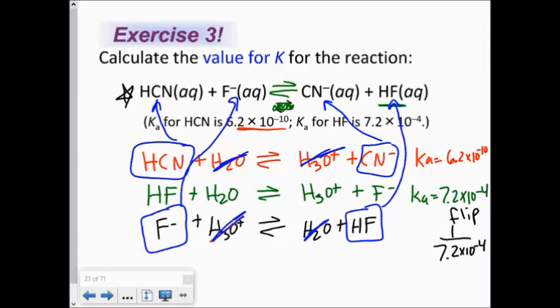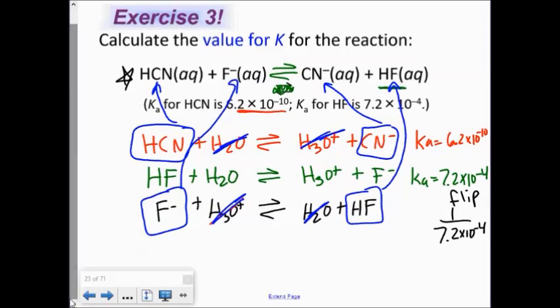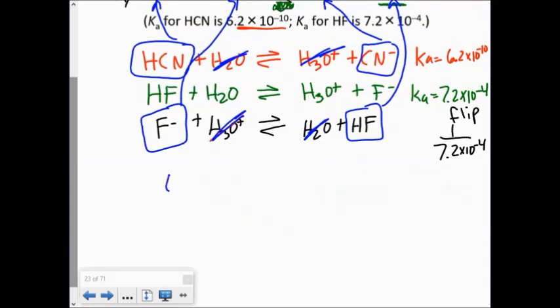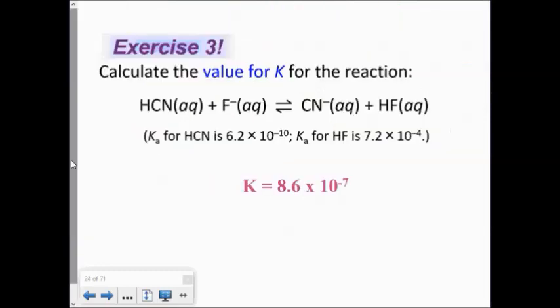So now what do you do with your Ka values, or K values, once you've manipulated them in their series? It's just a product now. Multiply. So we would do 6.2 times 10 to the minus 10 times 1 over 7.2 times 10 to the minus 4. And we calculate that. The overall Ka for this particular reaction, which involved 2 weak acids with their conjugates, we get 8.6 times 10 to the minus 7.